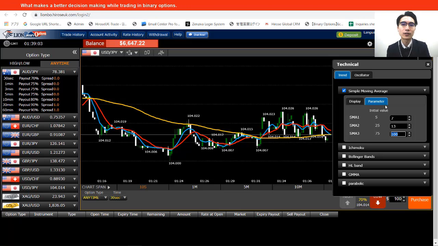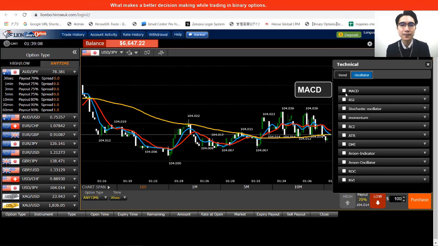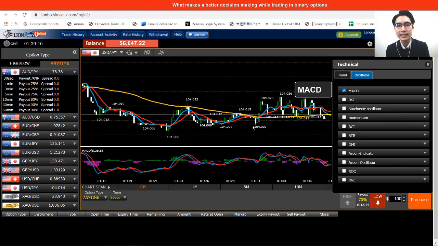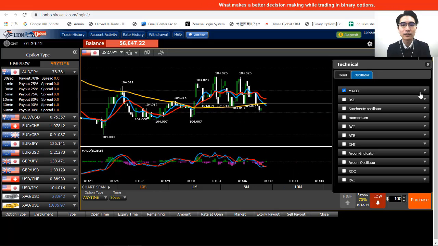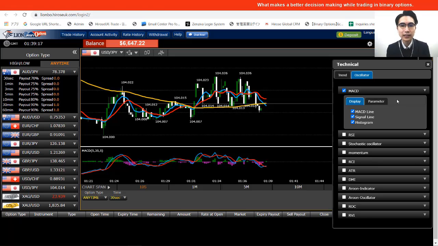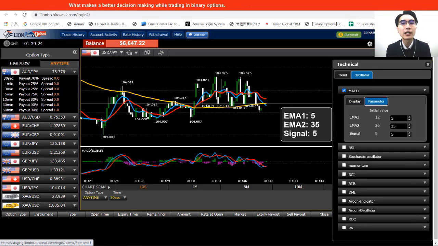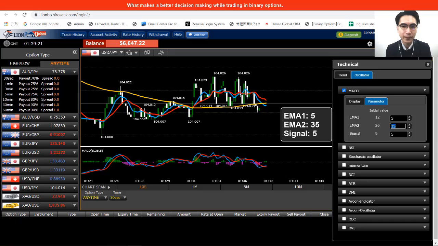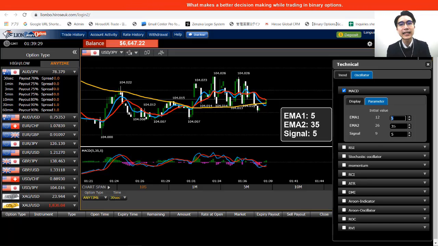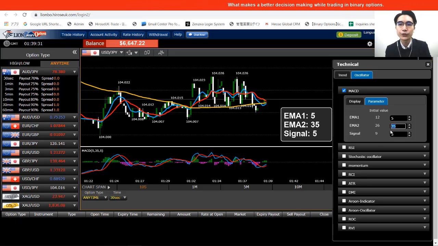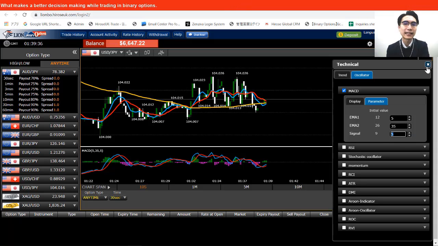Now we will go to oscillator, and then we will choose the MACD. Put a tick on MACD. Now we open the drop down for MACD as well, then we go to parameter to change the parameter setting. We are using a 5, 35, and 5 parameter for the MACD. So again, EMA1 is 5, EMA2 is 35, signal is 5. Now we are set for the indicator.